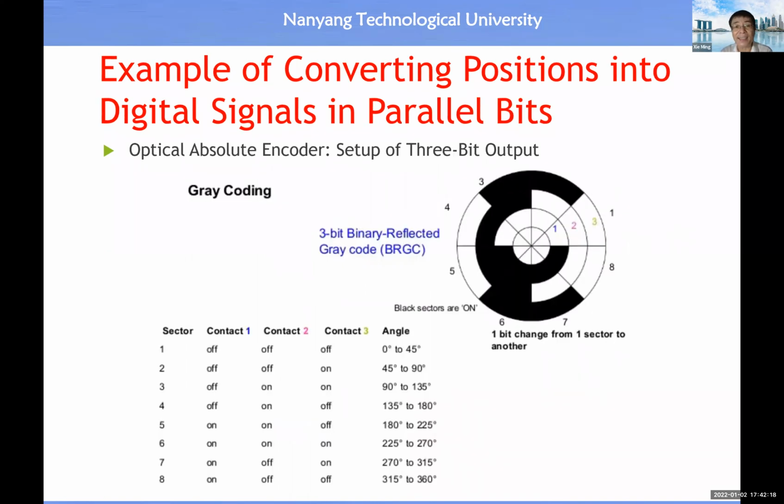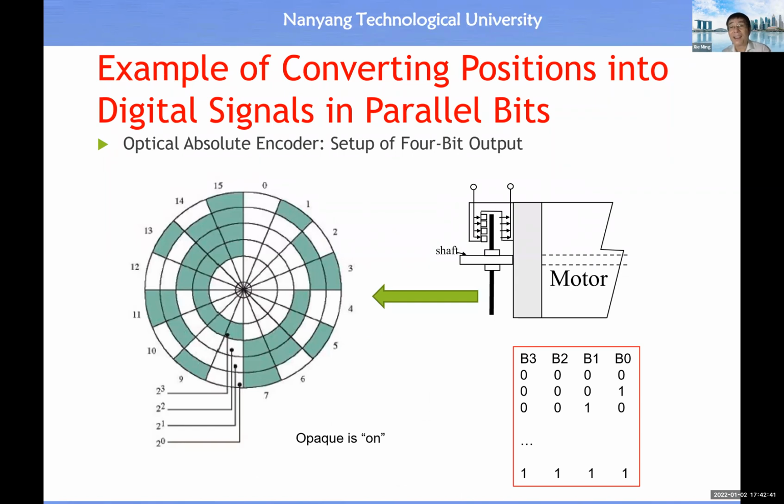And how about the 3-bit? In the video, we see the design solution which outputs 3-bit data. In this case, 3 bits correspond to 8 positions, because 0 0 0 all the way to 1 1 1 gives 8 combinations. Then how about the 4-bit? 4 bits will give us 16 positions, from 0 0 0 0 to 1 1 1 1. So in total, there are 16 positions.